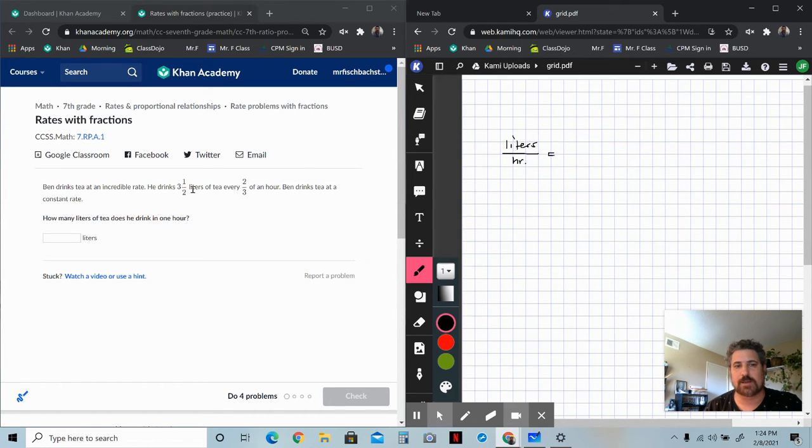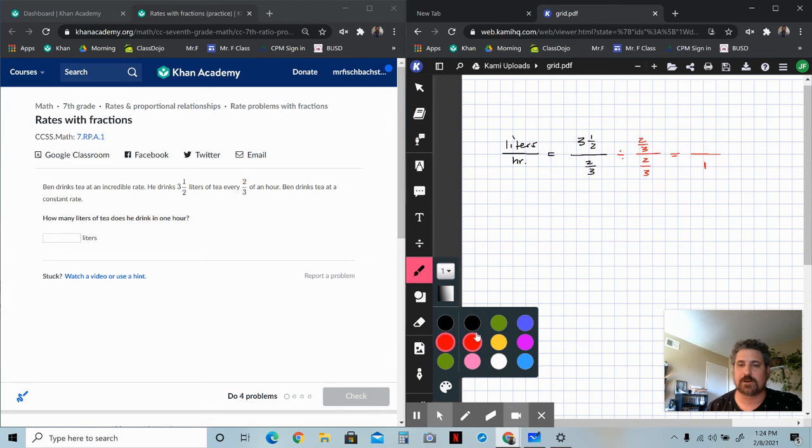So don't get intimidated by the numbers here. It's 3.5 liters of tea every 2/3 of an hour. So it's really just going to be a ratio of 3.5 to every 2/3, right? So 3.5 on top, 2/3 on bottom. You want a unit rate, so you're going to divide top and bottom by the bottom. If you divide top and bottom of that ratio by 2/3, you're going to get an equivalent ratio that is a unit rate where the denominator is 1 hour. So it's really just going to be 3 1/2 divided by 2/3.